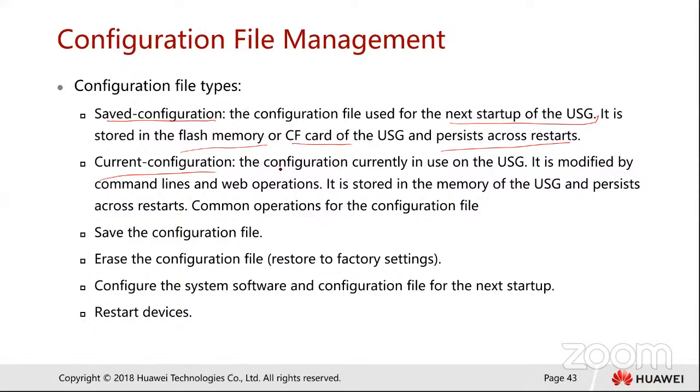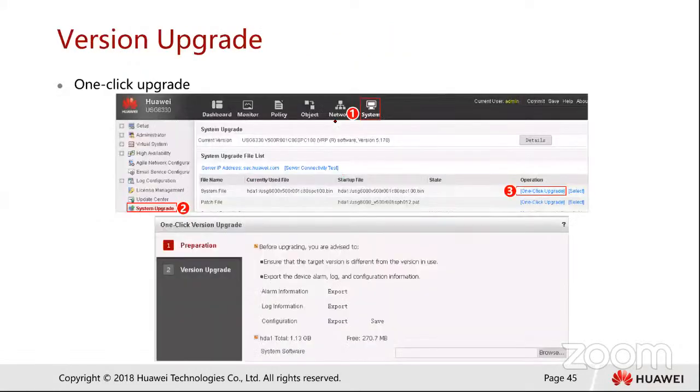The current configuration is the configuration currently in use on our devices, and it is modified by command lines and web operations. It is stored in the memory of our devices. So the common operations for the configuration file: you can save the configuration file, you can erase the configuration file, you can configure the system software and configuration file for the next startup, and you can also restart devices. Those are some of the things you can do. We shall look at how we can update the firewall's version, and we shall also look at the license configurations when we get to that.